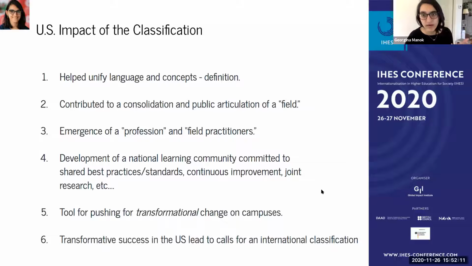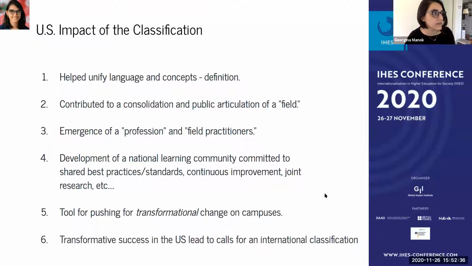The impact in the US of this classification has been, again, to help unify language and offer this definition to contribute to a consolidation and articulation of a field. We have a field for engaged scholarship and community engagement. We have practitioners and experts and scholars who work on it. There are journals associated with it, conferences and learning communities for people who work in it.